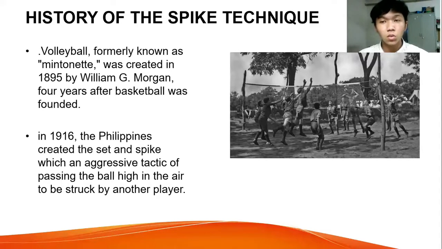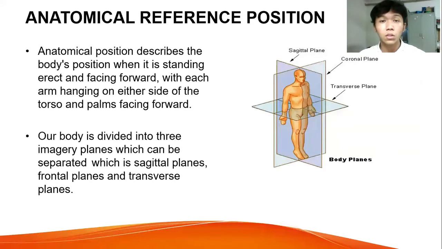The spike technique is also related to the anatomical reference position. The anatomical position describes the body when it is standing erect and facing forward, with each arm hanging at the side of the torso and palms facing forward. The anatomical reference has three main parts that we have to know: the sagittal plane, frontal plane, and transverse plane. In the picture, we can see these three main things. So let's move on to the steps of the spike technique.